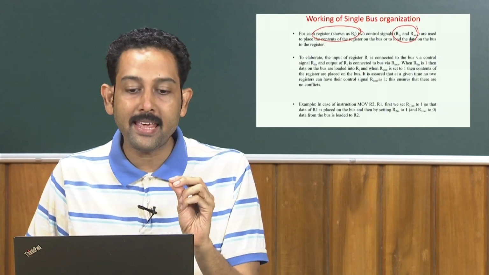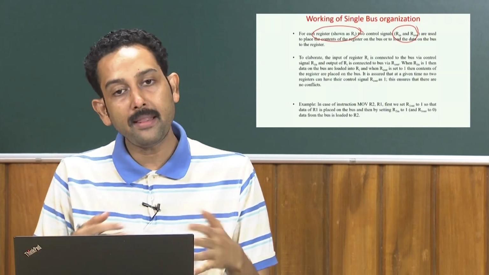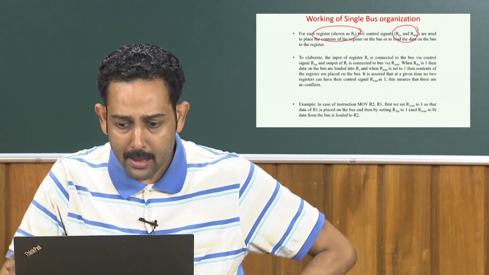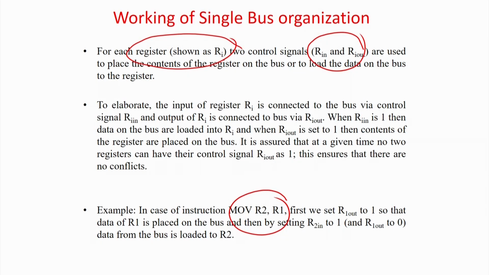bus. But you have to be very careful that we should not enable two R outs at a time, then there will be contention, but there can be multiple R ins. For example, if you are saying move R1, R2, then R1 is feeding R2. So, what is the control unit going to generate? R1 out equal to 1, because R out is going to give the value to the bus, and R2 is reading, so R2 in should be equal to 1. So, R1 is giving the value to the bus and R2 is reading.